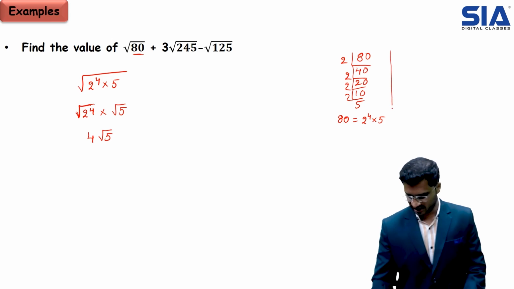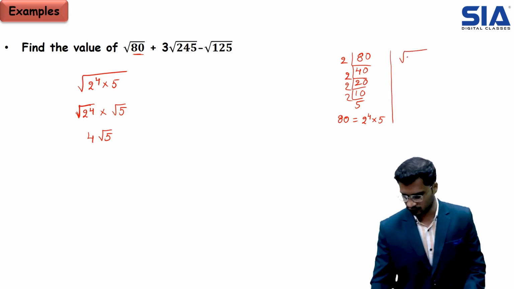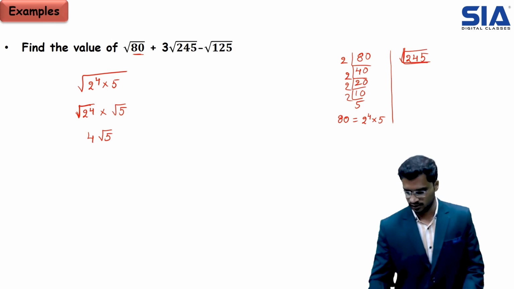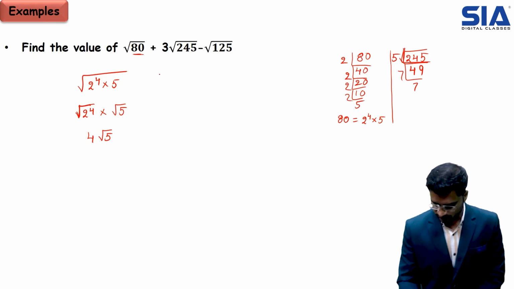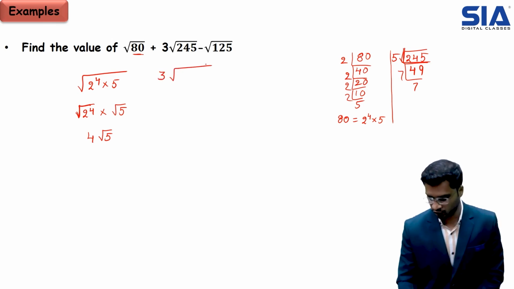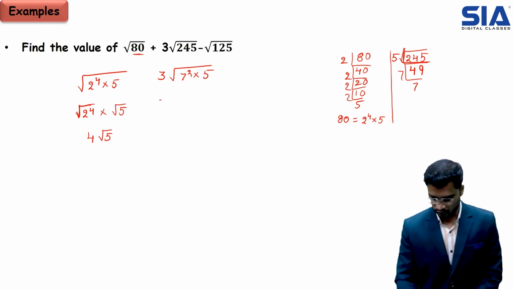Next, the second one is under root of 245. We have to find the prime factors of 245. 5 fours are 20, 5 nines are 45, then 7 sevens are 49. So 245 can be written as 7 square multiplied by 5. We already have 3 here. After solving this, we get 7 square into root 5, then 3 multiplied by 7 root 5.